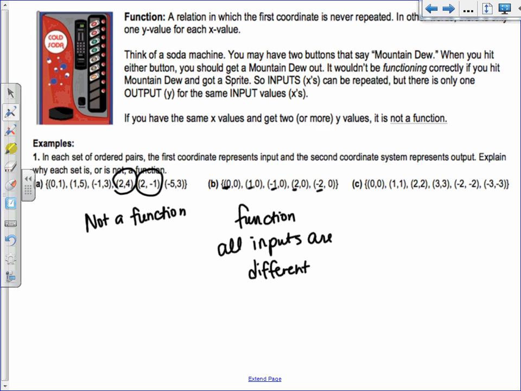All right, how about C? So 0, 0, 1, 1, 2, 2, 3, 3. Yeah, that one's obviously, yes. Okay.